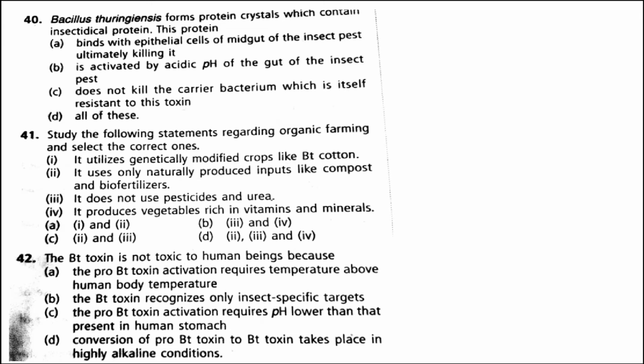Next, the Bt-toxin is not toxic to human beings because: A. the pro-Bt-toxin activation requires temperature above human body temperature. B. the Bt-toxin recognizes only insect-specific targets. C. the pro-Bt-toxin activation requires pH lower than that present in human stomach. And D. conversion of pro-Bt-toxin to Bt-toxin takes place in highly alkaline conditions. The answer is option D.